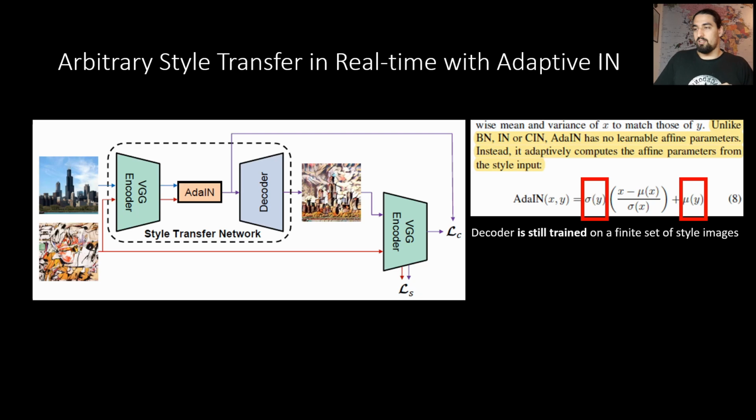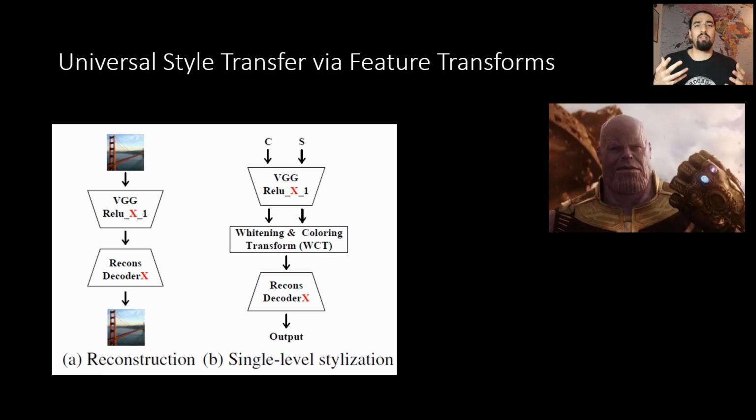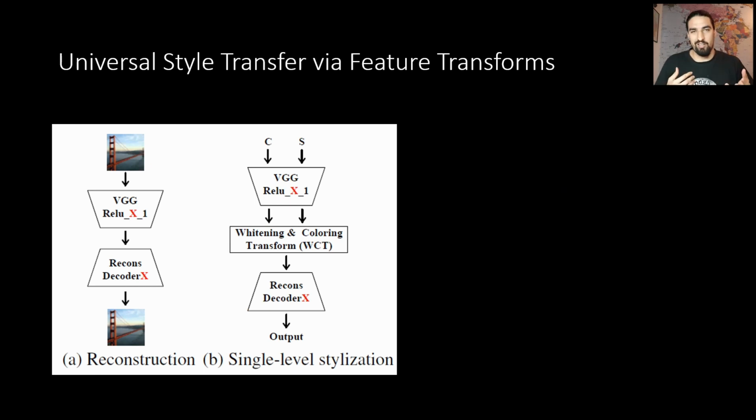But the bad thing is that the decoder still has to be trained. So you need a finite set of style images upon which to train this decoder, and that means it won't perform as good for unseen style images. The follow-up work fixed this problem, achieving truly infinite flexibility in the sense of number of styles it can apply.